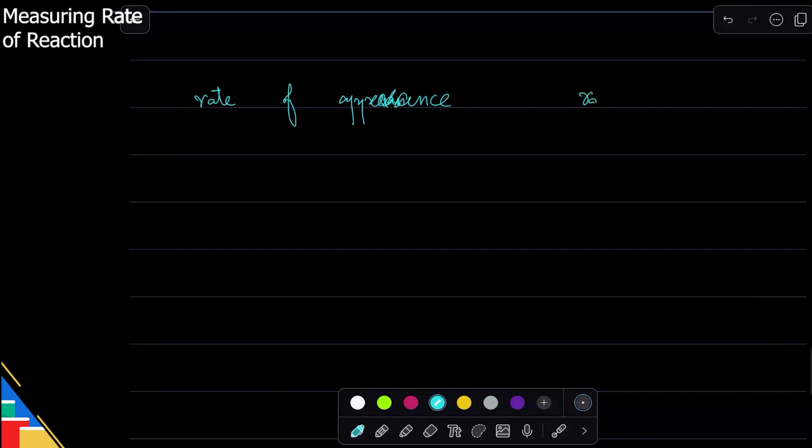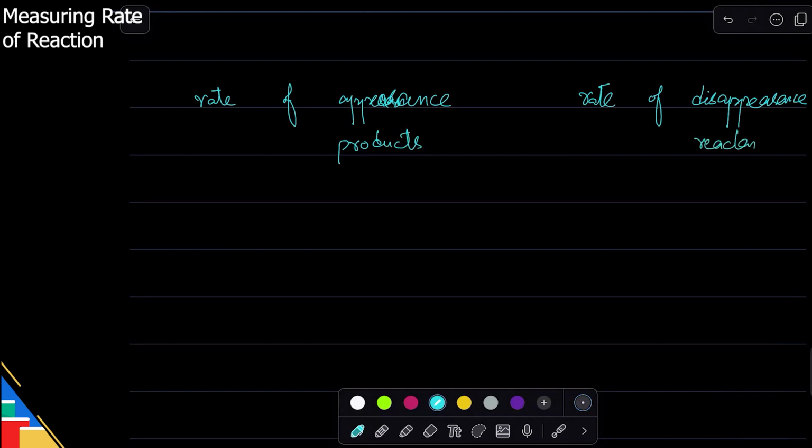The other method of checking the rate is rate of disappearance. So it could be the color goes away. So blue color of copper sulfate goes to colorless. That is one option. What appears? Products. What disappears?